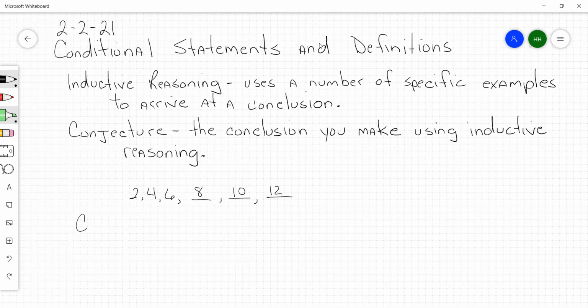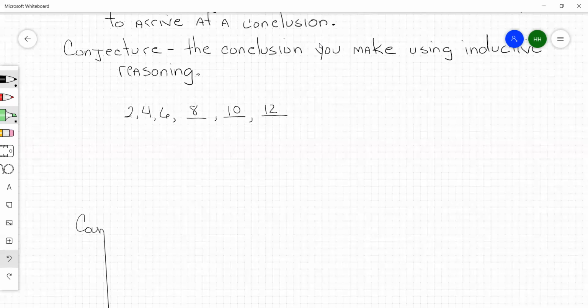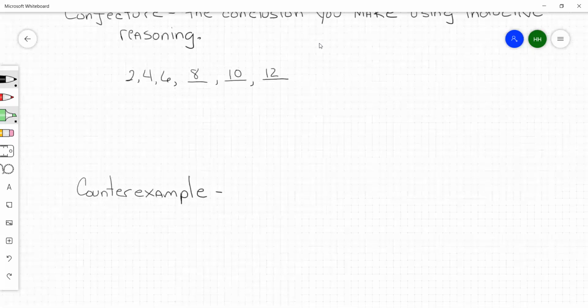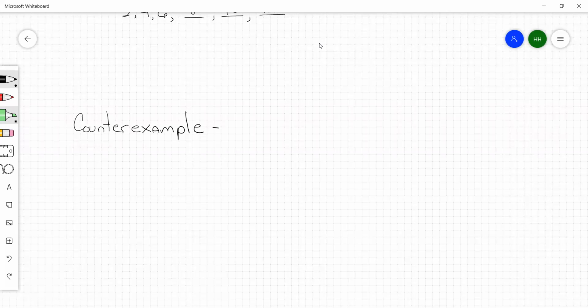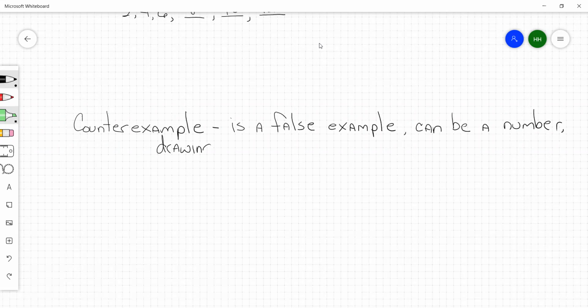Counterexample. A counterexample is a false example. It can be a number, a drawing, or a statement. Or it can be an event.